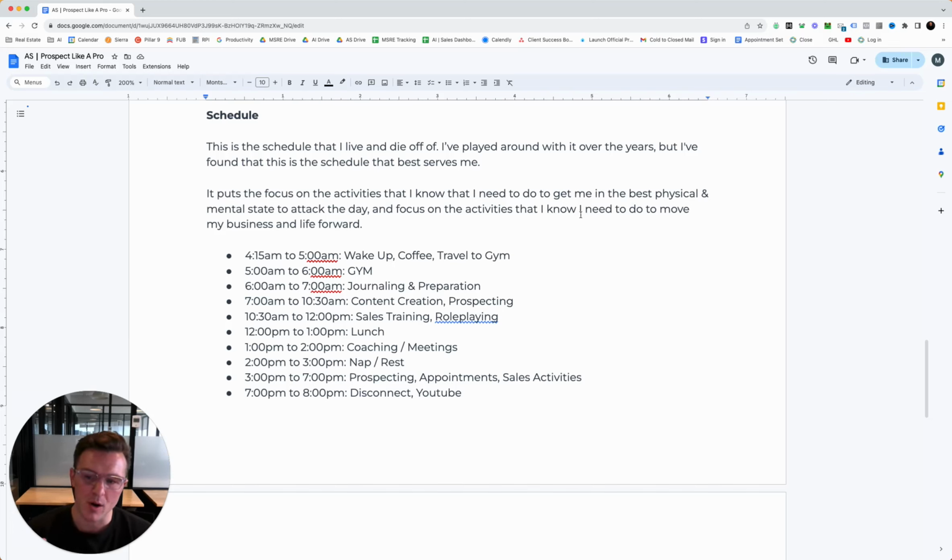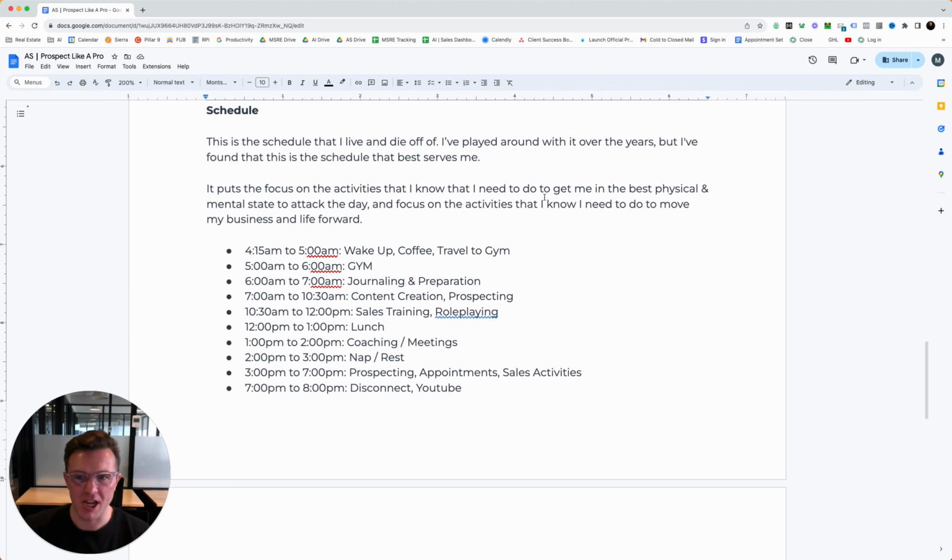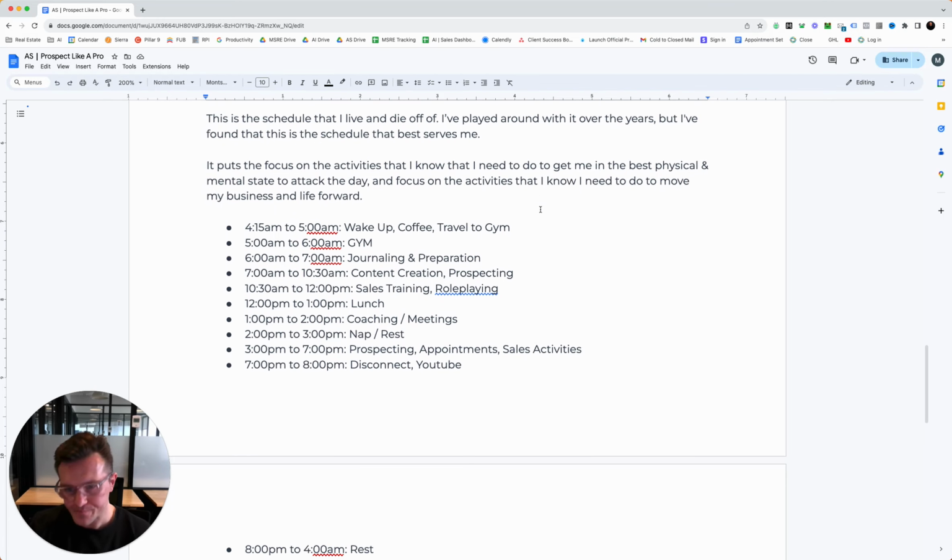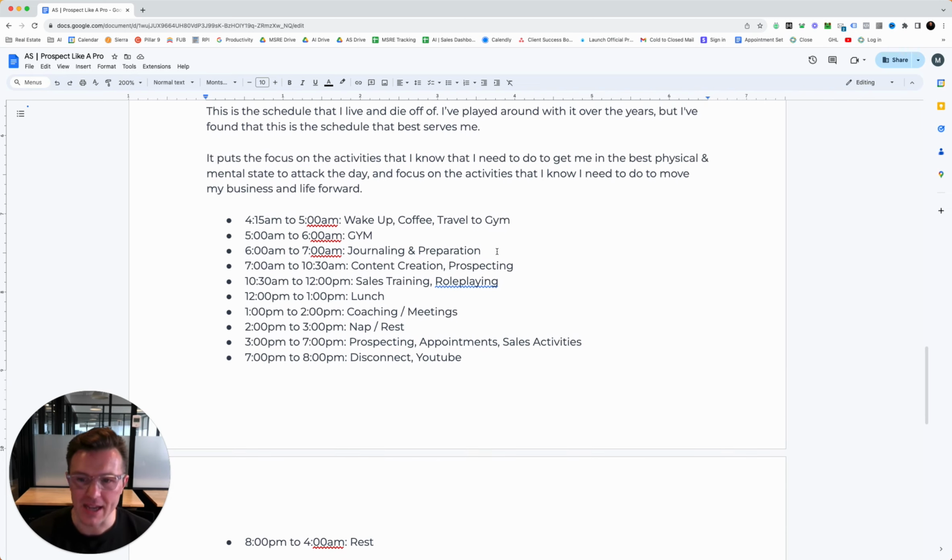Okay. So in terms of schedule, this is the schedule that I live and die off of. I've played around with it over the years, done night shifts, day shifts, morning shifts. Again, this is always susceptible to change, but this is the baseline that I start at. It puts the focus on the way that I found I'm most productive, the way that best serves me, and the way that gets me in my best physical and mental state to attack every single day, right? It really allows me to focus on the activities that I need to do to move the business forward and to get me into the state that I know I have to, okay?